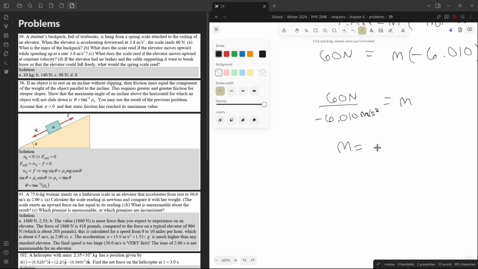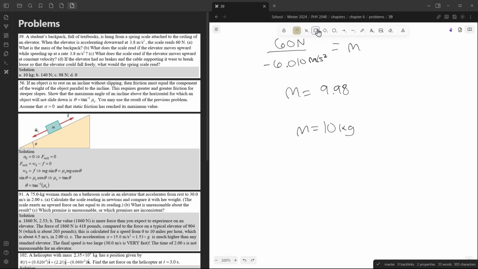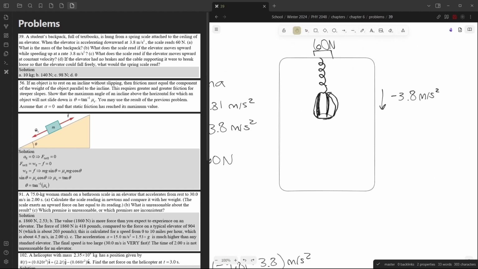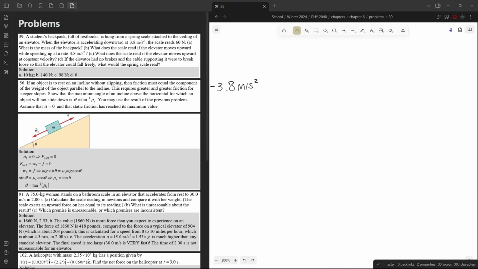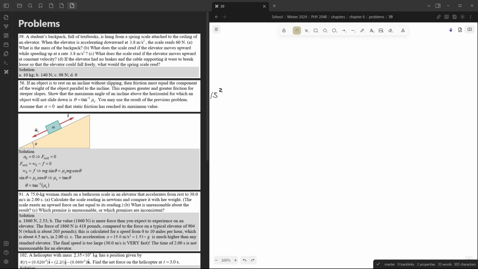So mass equals 9.98. I mean, the answer says 10 kilograms, so I'm just going to write 10. M equals 10 kilograms. So that's part A done. So let's go ahead and do the other parts, and then I'll probably end the video here, and I'll just do a separate video for each, just because I hate running into mistakes and trying to figure out what to do. And then the video becomes 30 minutes long.